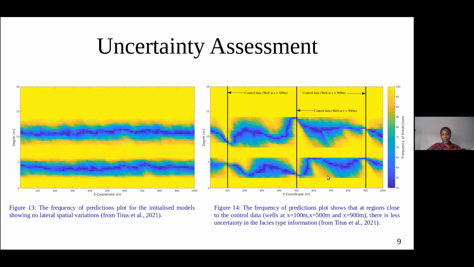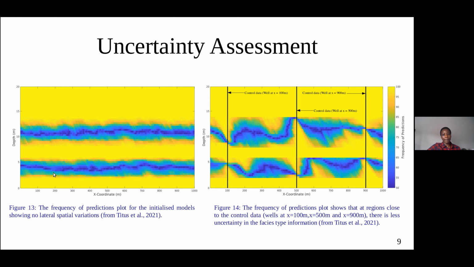And when we further analyze these spatial variations in terms of the uncertainties, what we have here is what we call a frequency of predictions plot. Essentially, this measures the agreement between our models. And what you can see here in the first plot is that for the initialized models, we don't really see variations laterally.